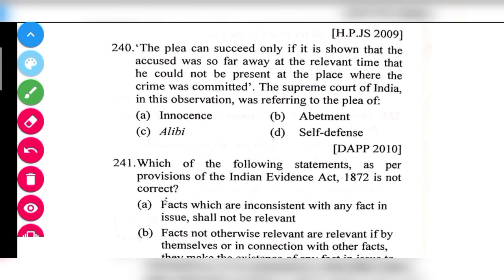240. The plea can succeed only if it is shown that the accused was so far away at the relevant time that he could not be present at the place where the crime was committed. The Supreme Court of India, in its observation, was referring to the plea of. Answer is C.